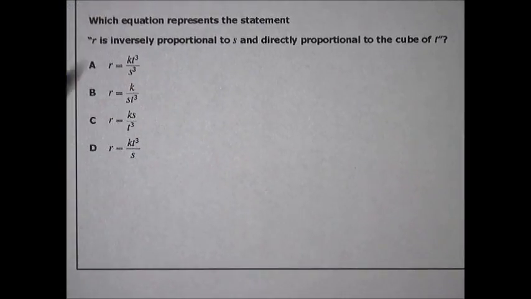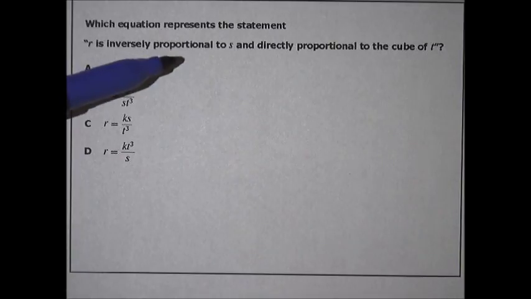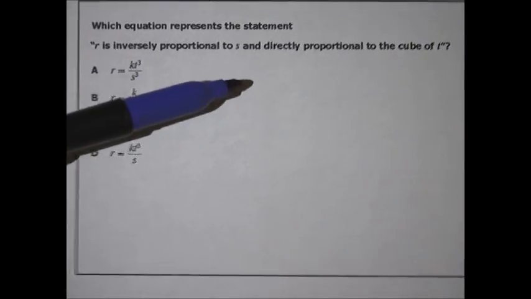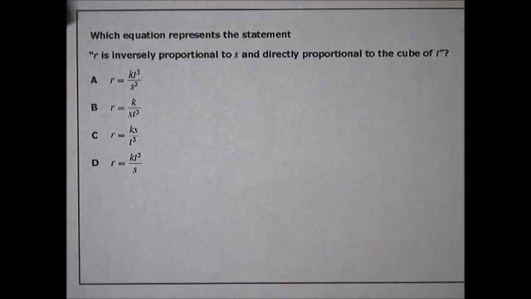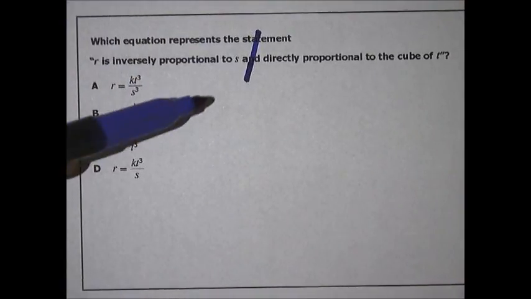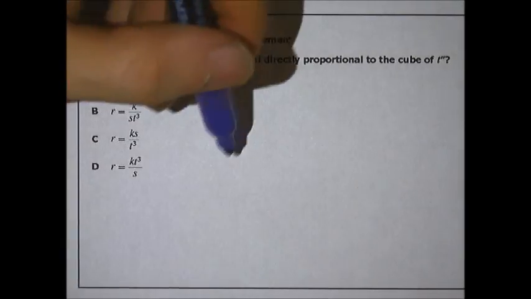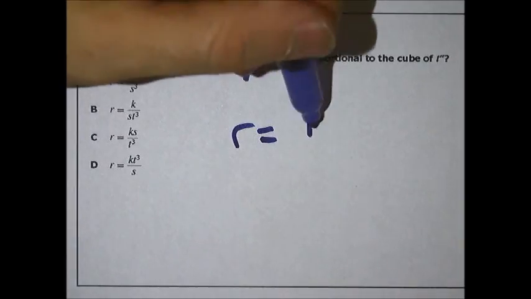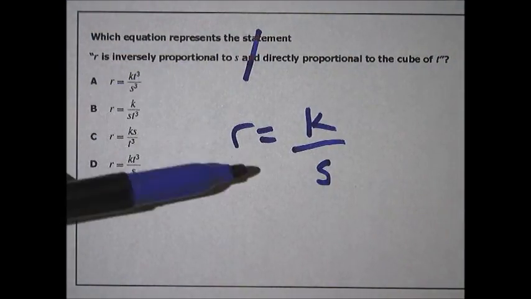Which equation represents the statement? R is inversely proportional to S and directly proportional to the cube of t. So you want to do this problem in two different ways, and you kind of want to split it here at the word and. If I just said to write R is inversely proportional to S, and we stopped at that, we would say R is inversely proportional, so it's K over something, it's inversely proportional to S.